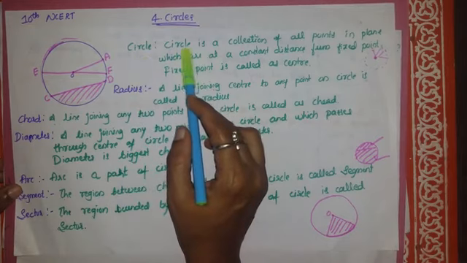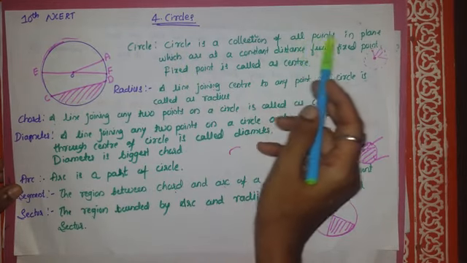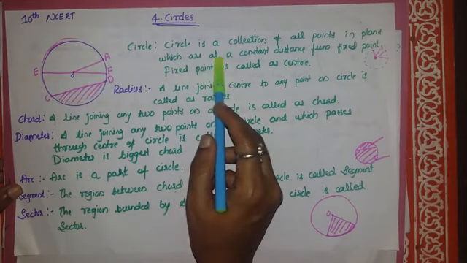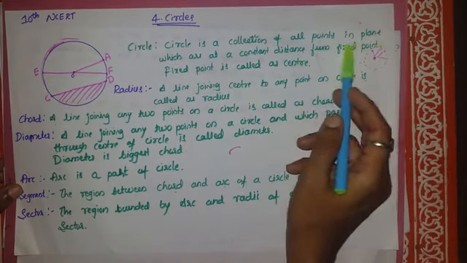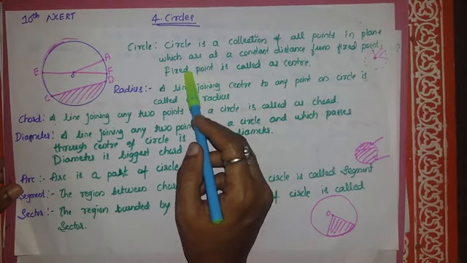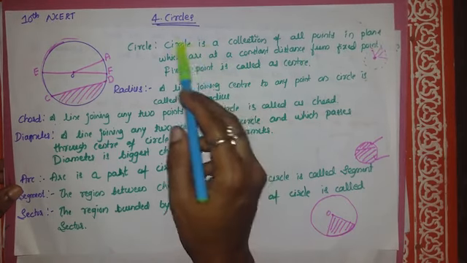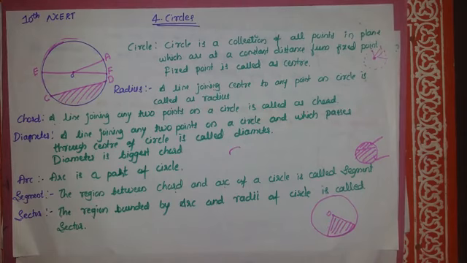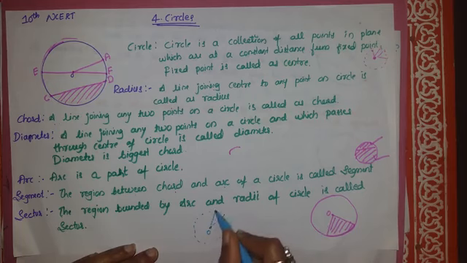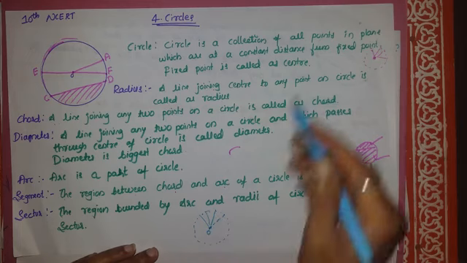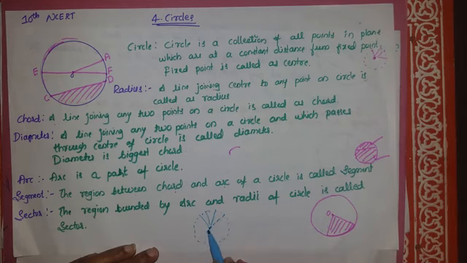Circle. A circle is a collection of all points in a plane which are at a constant distance from a fixed point. This fixed point is called the center. So here the circle is a collection of points, and these are equidistant from a fixed point. Here O is the fixed point, so these points are equidistant from it. This is called the circle, and this fixed point is called the center of the circle.